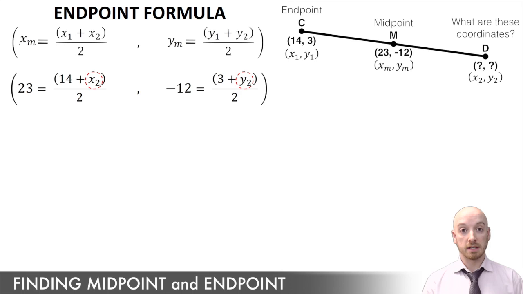Now let's start on the x side. I'm going to show you what to do there, and then we're going to copy all those steps and repeat them on the y side with those different y values. Now the first thing I'm going to do is multiply by 2 to get rid of that divided by 2 around my variable. Now two things are important to remember here.